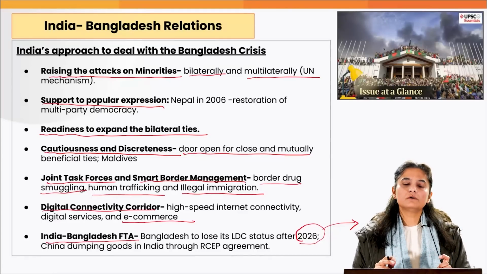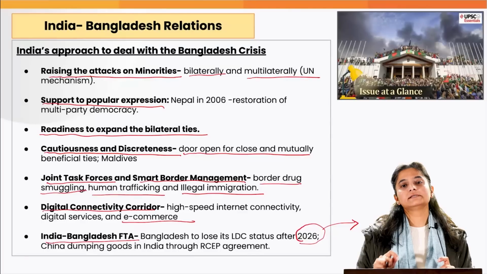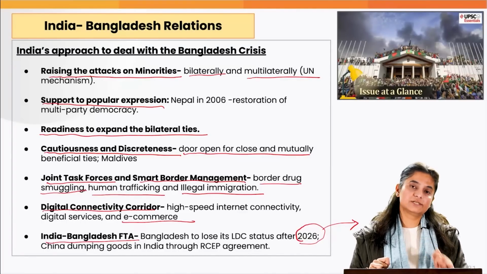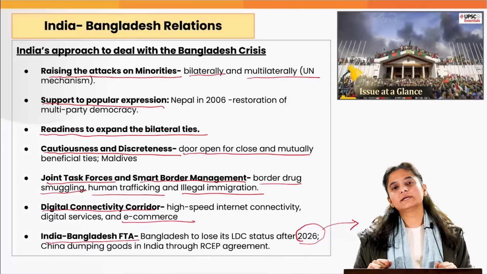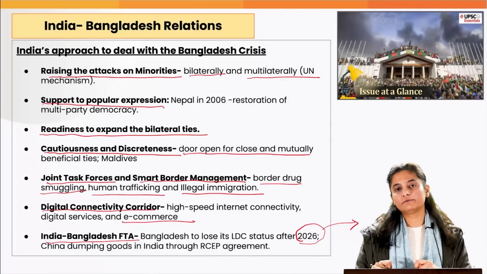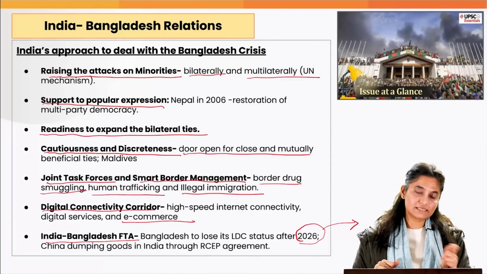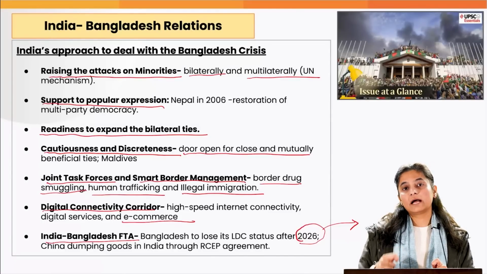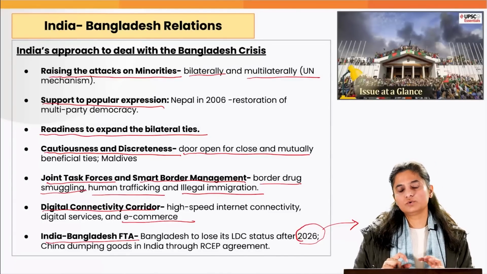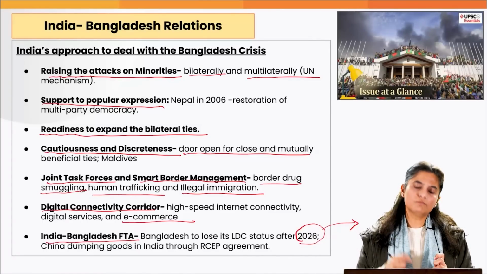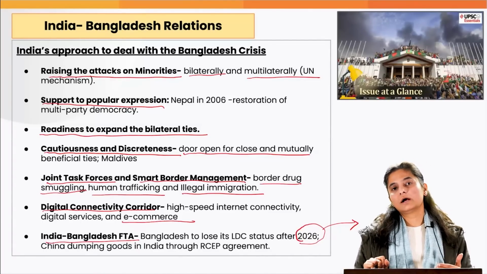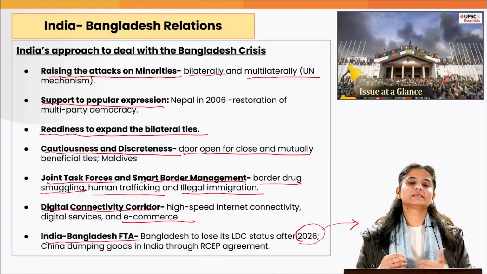If this has to be solved, India has to make sure that the FTA signing and the agreement get discussed with urgency. Also, the second point that needs to be taken into consideration is that China's angle has to be taken care of, because of the RCEP agreement that Bangladesh has also signed. Now, China could use this route to dump its products in India through Bangladesh. So, this provision has to be clearly discussed before we can think about establishing and signing the FTA.